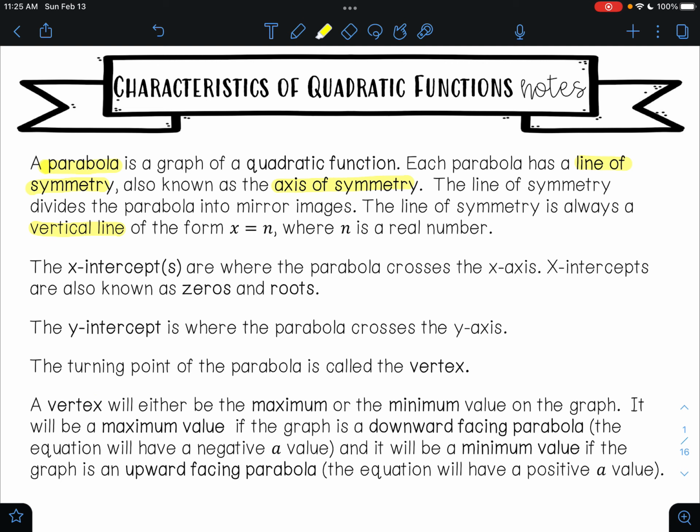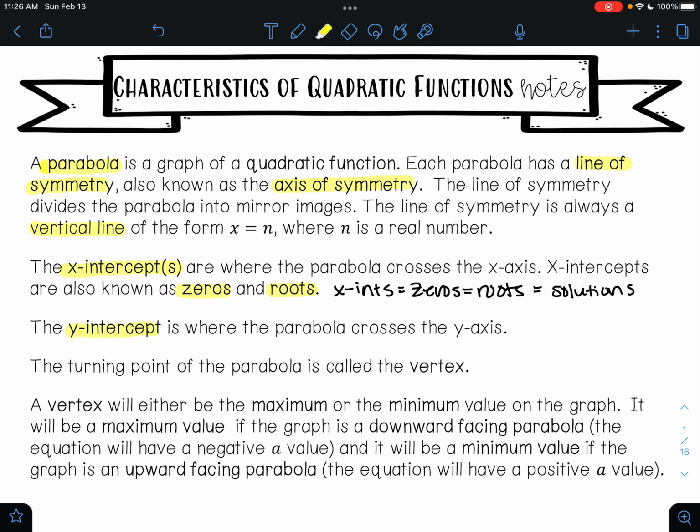number. The x-intercepts are where the parabola crosses the x-axis. X-intercepts are also known as zeros and roots. So, x-intercepts are the same thing as zeros, which are the same thing as roots, which are also called solutions. So whenever you find the solution to a quadratic equation, you're finding the x-intercepts. These four words are used interchangeably. They all just mean x-intercepts.